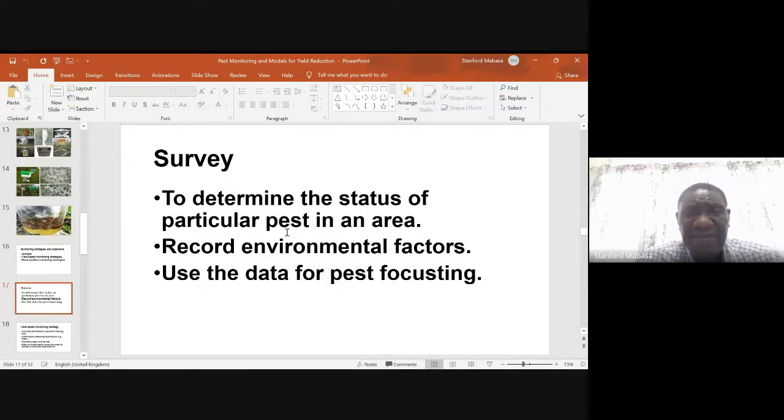If you conduct a survey, you want to determine the status of a particular pest in an area. You may have to record the environmental factors. You can also use the data which you obtain in a survey to predict future infestations, or what we call pest forecasting, after conducting a survey.